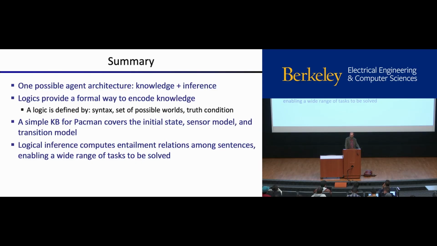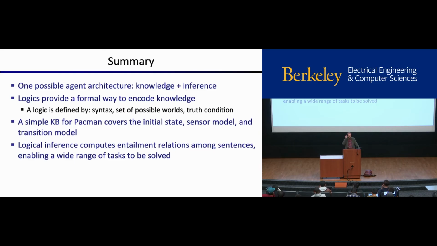Okay, I'm glad I added some of Thursday's slides to the end of this, because I think we're going to get to them. So let's just summarize what we've done up until now. Here is a new possible architecture for an agent. It is knowledge plus inference.